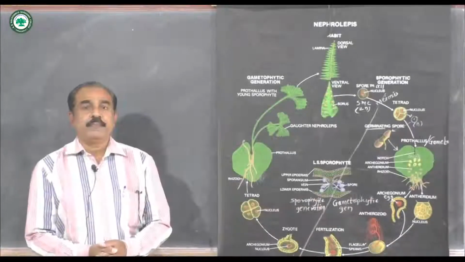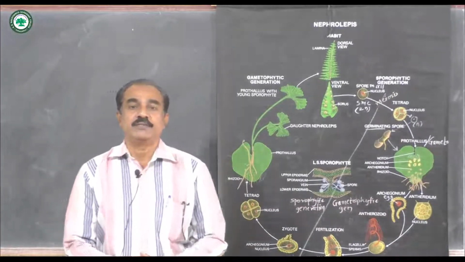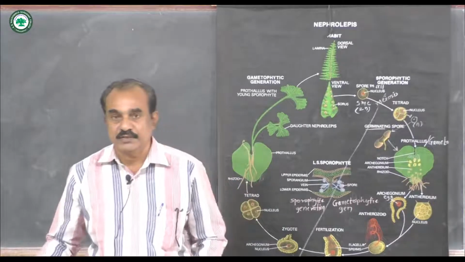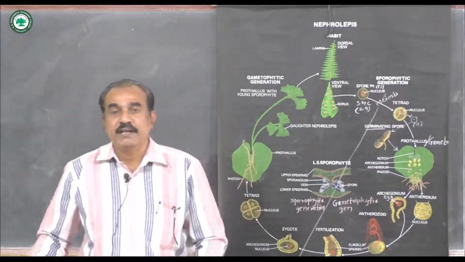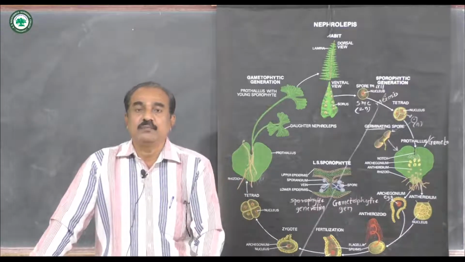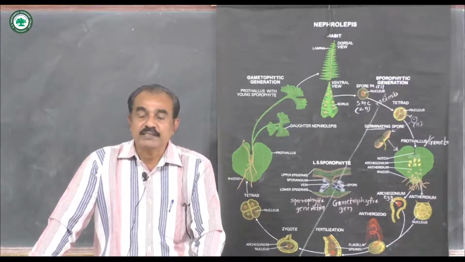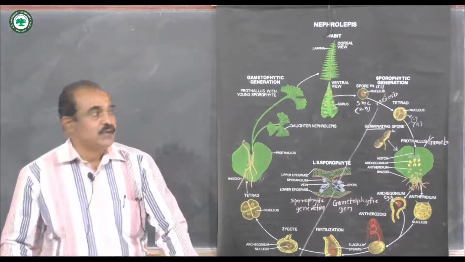Now the next point is alternation of generation. In the life cycle of the Nephrolepis, there are two distinct generations. One is the sporophytic generation, which we call the Nephrolepis plant, and the second is the gametophytic generation. In this life cycle of the Nephrolepis, the sporophytic generation is dominant as compared to the gametophytic generation.